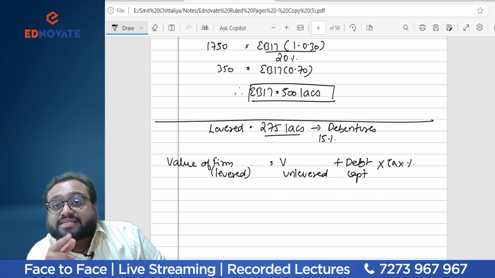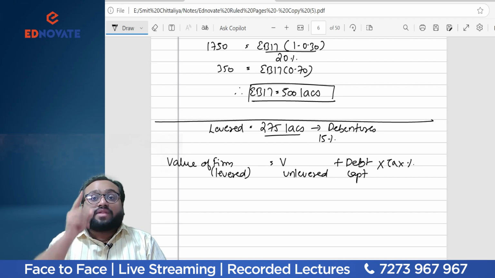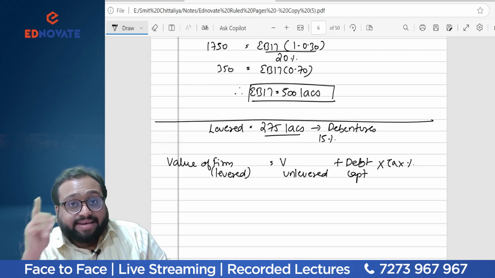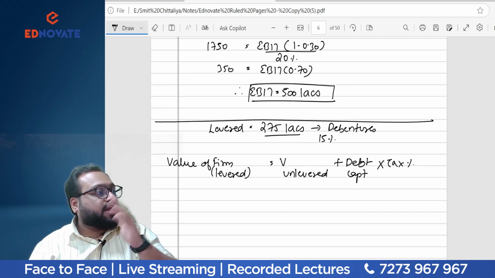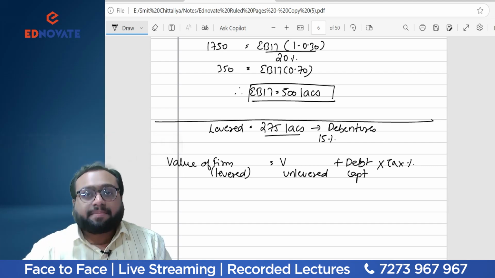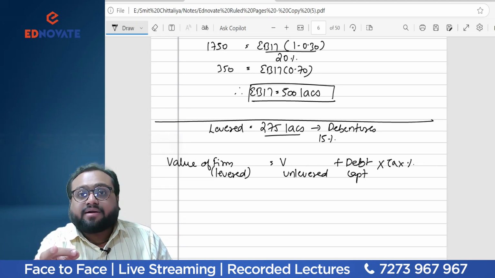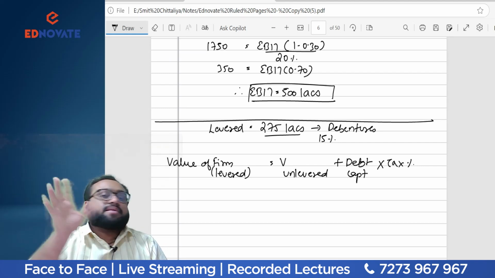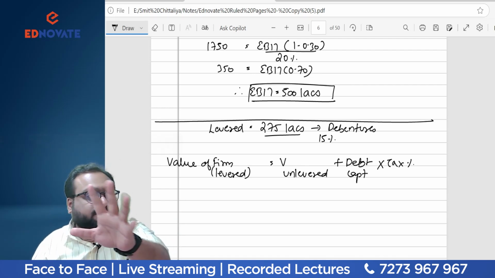Because of that, we can save the tax because of the interest. Interest is a deductible expense, and that is why the value of levered firm will be always greater than unlevered firm only when there is a tax percentage. Debt has an importance in the capital structure only if there is tax. If there is no tax, the value of levered and the value of unlevered will be always same. The value of unlevered and levered will be different only because of the tax element. And here also there is a tax element. That is why the value of levered and unlevered is different. Otherwise, it will be definitely same. Boys and girls, am I right or wrong?